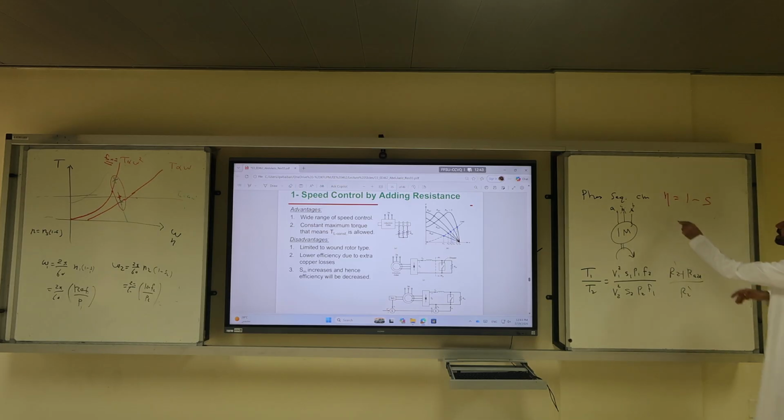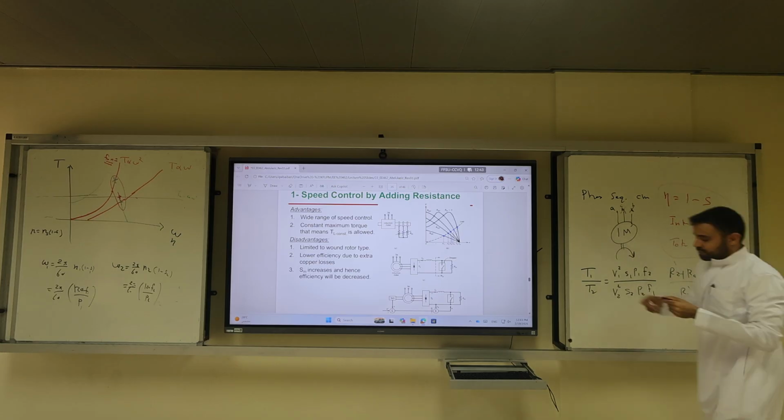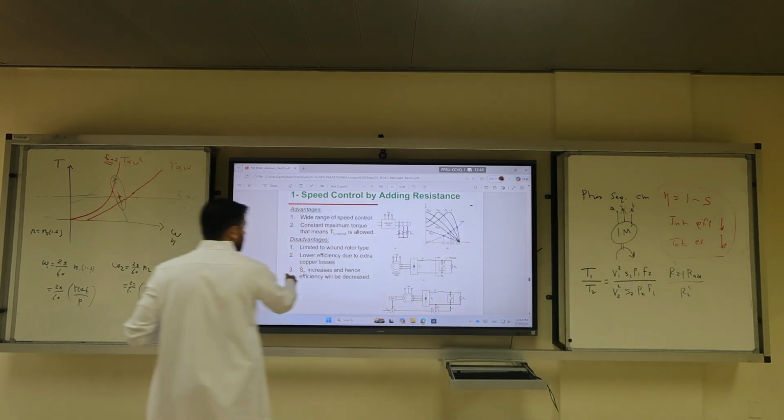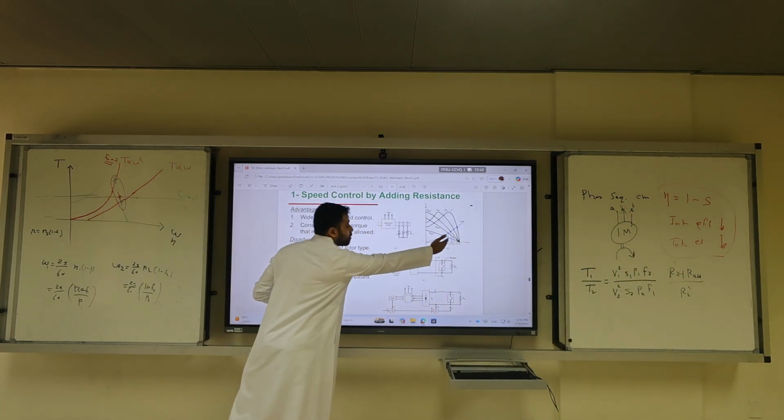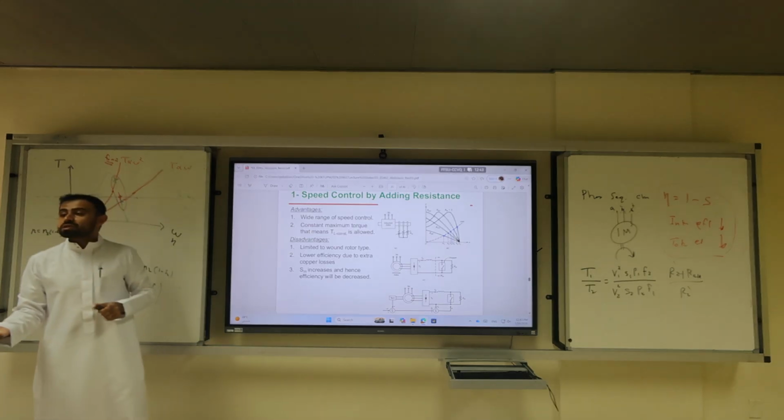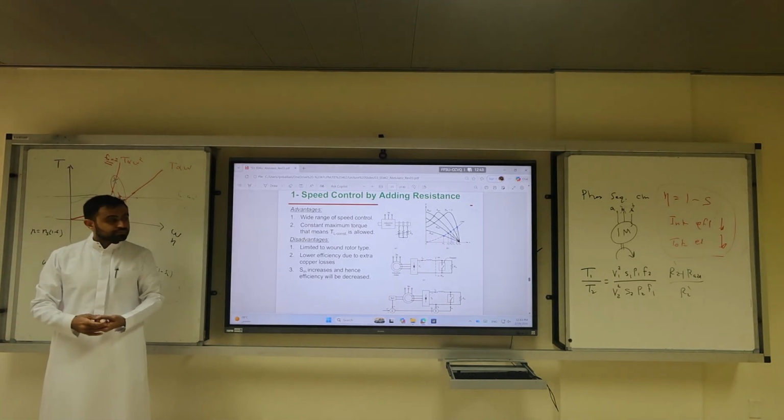So if your internal efficiency is lower, then your total efficiency will go lower. This is why with external resistance, the more resistance you add, you operate at smaller speed. If you operate at smaller speed, you become less efficient.